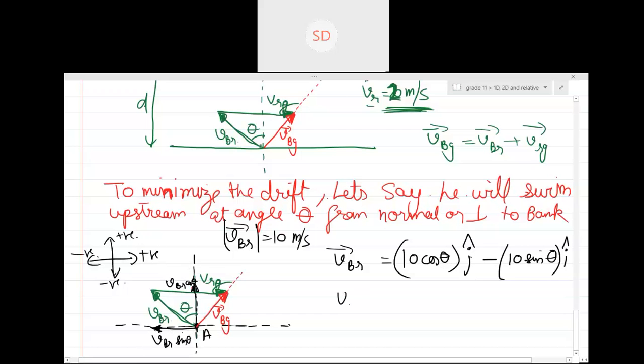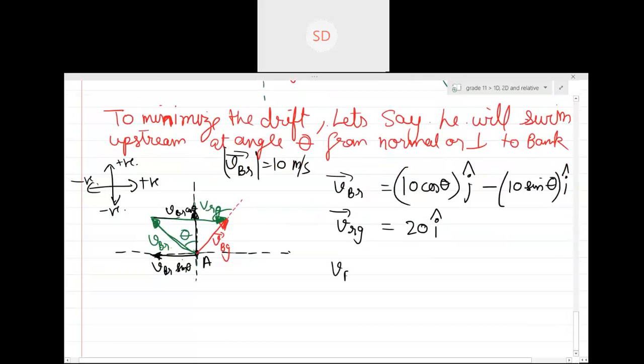Now, what is the velocity of the river with respect to ground? Velocity of the river with respect to ground, can you see it's just like this? It was basically 20 i cap. Yes or no? So what will be the velocity of the boy with respect to ground? Will it be like this plus this?